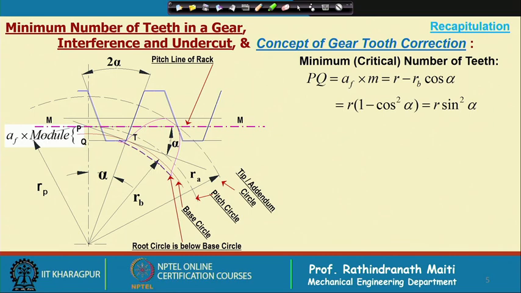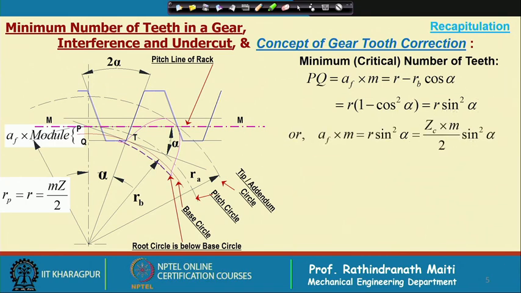So, now if we consider that P q is the addendum factor into module, in case of standard we can consider this is just one module. So, we can write now P q is A f into module must be equal to R, where R is the pitch circle radius of this mating gear, minus R b, this radius, into cos alpha minus this distance q to O. Therefore, equating we get P q must be equal to R minus R into (1 minus cos square alpha) minus R, that is equal to, sorry, R sin square alpha.